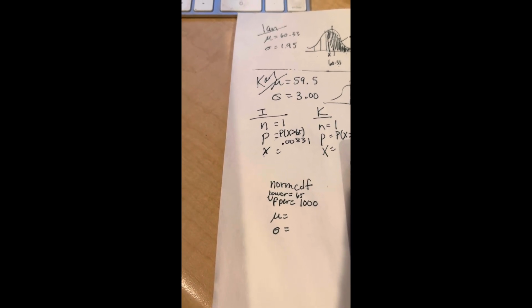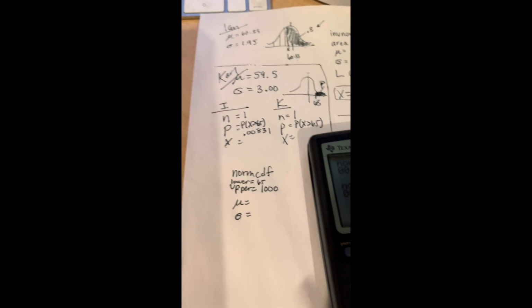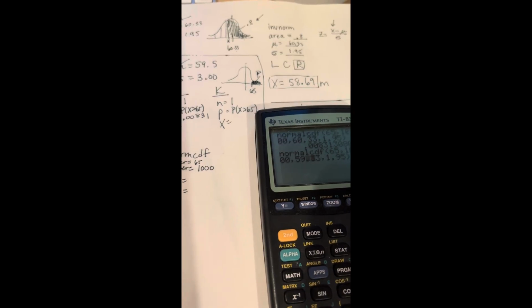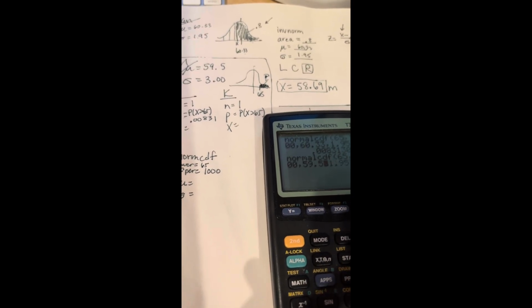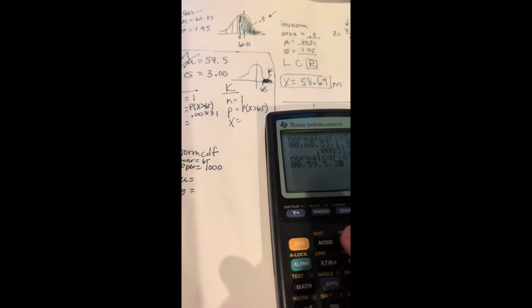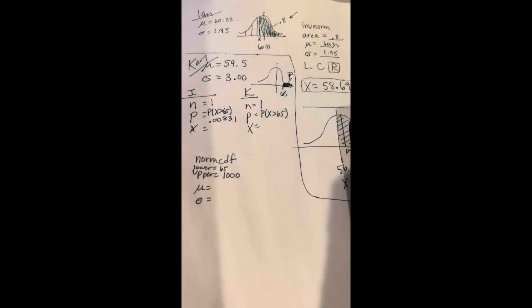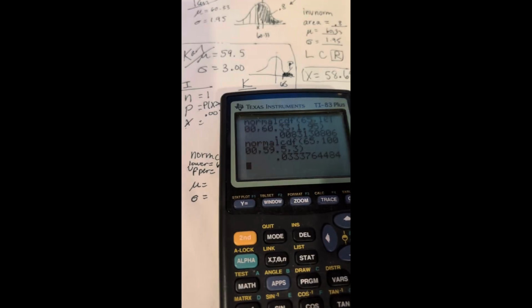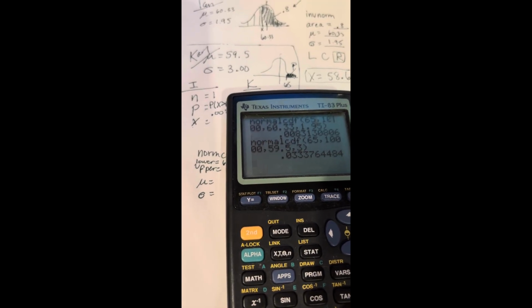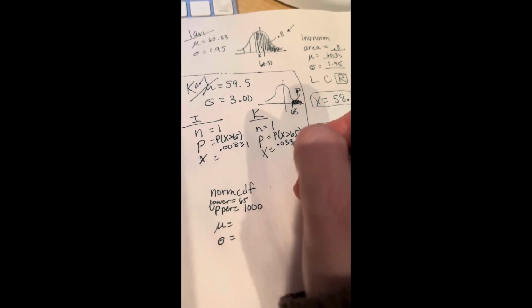Repeating that same kind of thing for the other guy. Again, it's got to be larger than 65. That person's average is 59.5 with a standard deviation of 3. So 0.0333 or 334. That's this guy's probability of success, 0.03337.